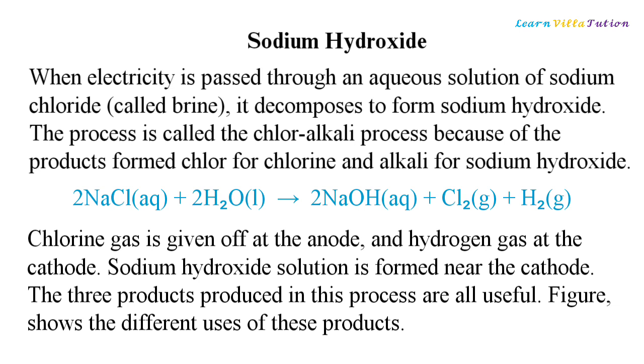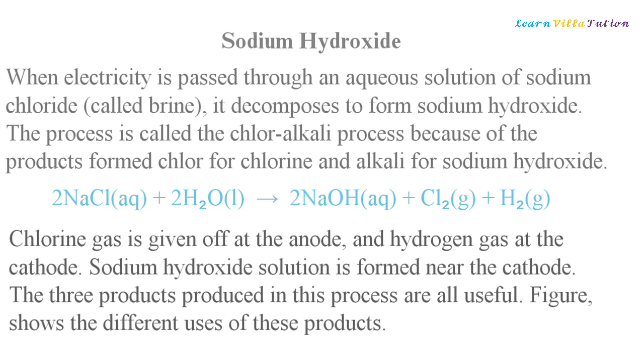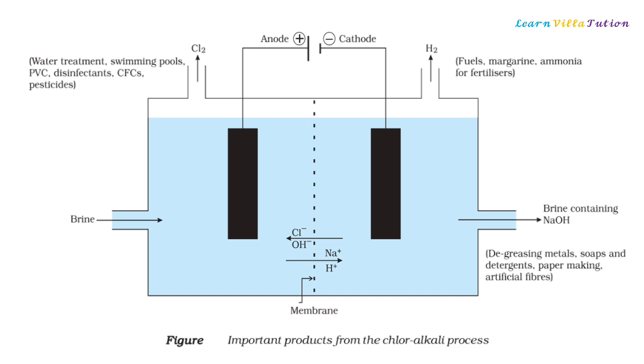The three products produced in this process are all useful. The figure shows the different uses of these products. Chlorine is used for water treatment, swimming pools, PVC, disinfectants, CFCs, pesticides, etc. Sodium hydroxide is used for degreasing metals, soaps and detergents, paper making, artificial fibers. Hydrogen gas is used for fuels, margarine, ammonia for fertilizers.